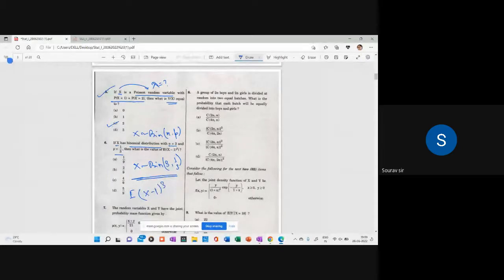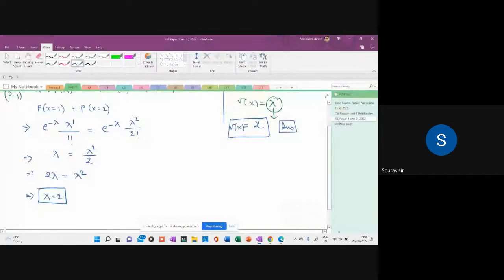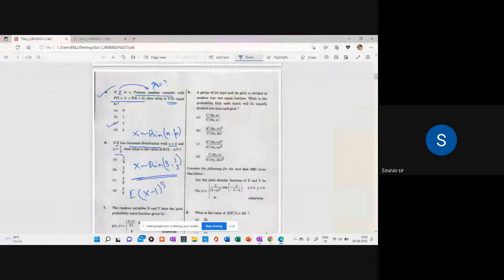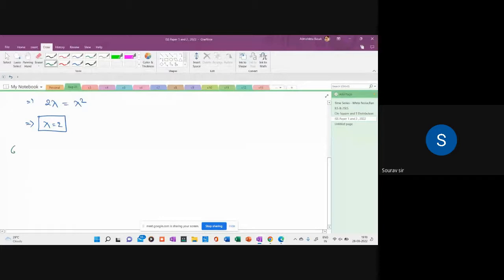So let's start finding this. Let me give the number. This is question number 6, paper 1. It's given X follows binomial with n equals 3, p equals 1 by 3. So we need to find expectation of (X minus 1) whole cube. Let us break this (X minus 1) whole cube.